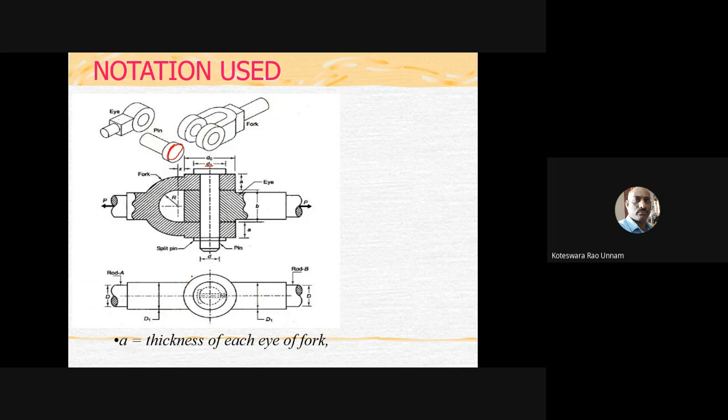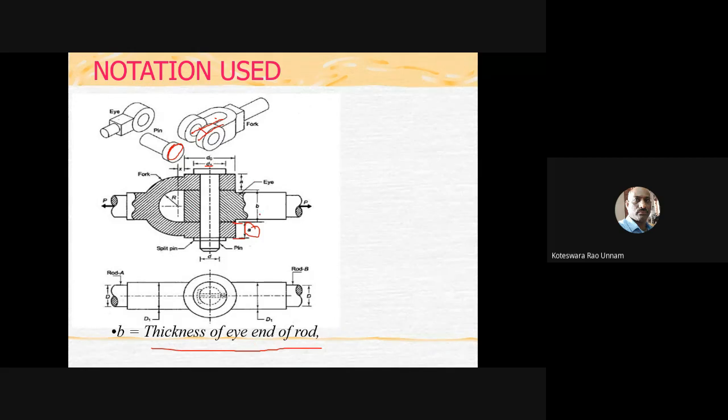Then next one is A, thickness of each eye of the fork. So here this is the thickness. Here he has shown that A value. This is going to be the thickness, or else here you can take this one as the thickness. This is going to be A, that is the dimension A, thickness of eye of the fork.